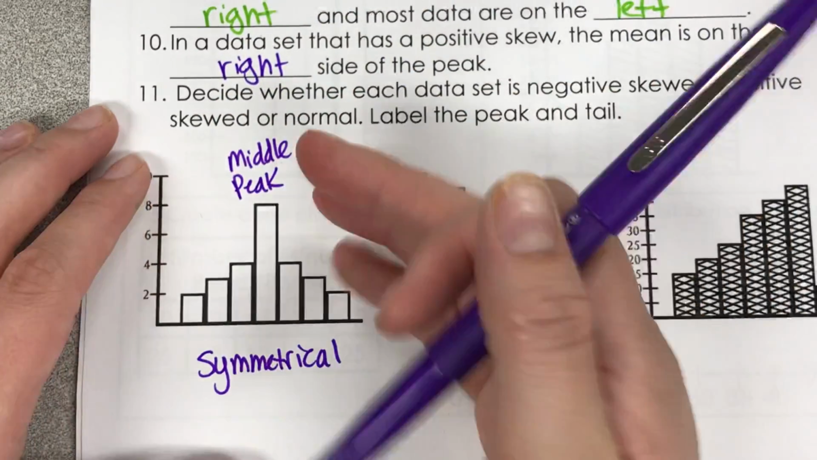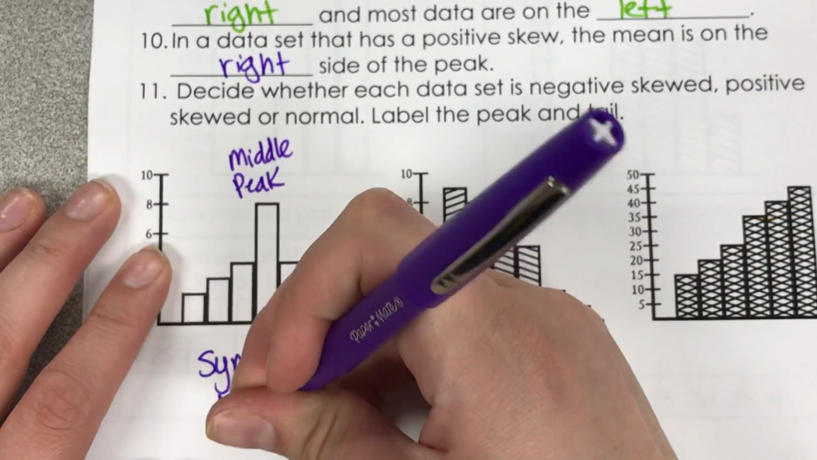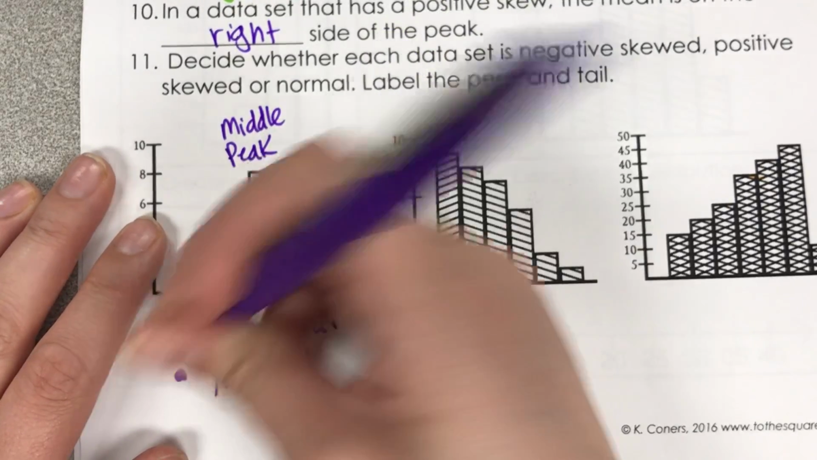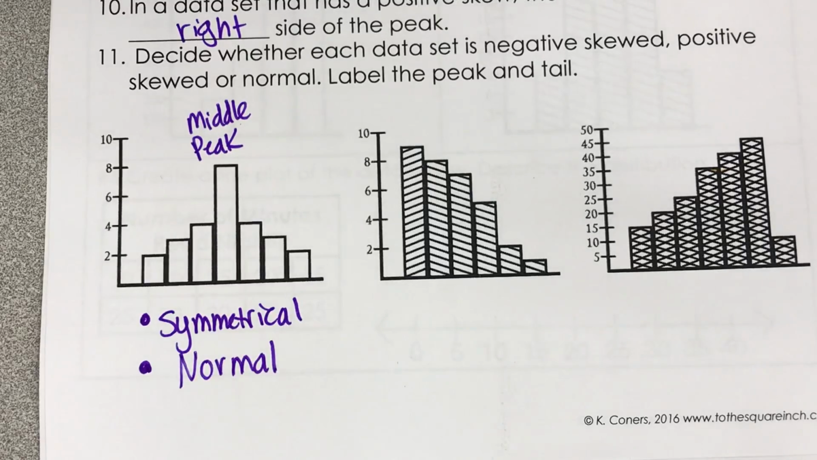It's pretty symmetrical, kind of even on both sides. Kind of looks like a pyramid almost. This is considered normal. It is symmetrical, it is normal. That is what I would describe this shape of the distribution.